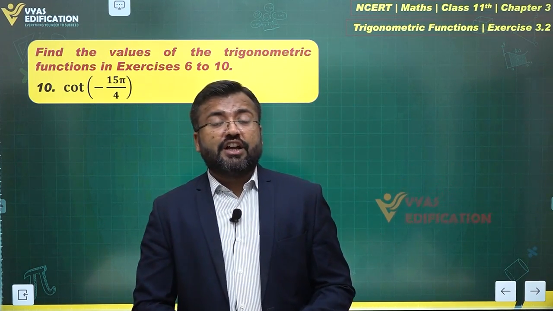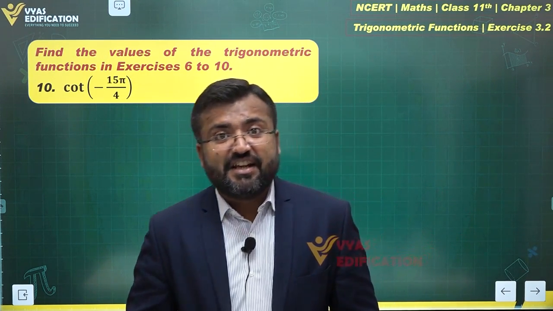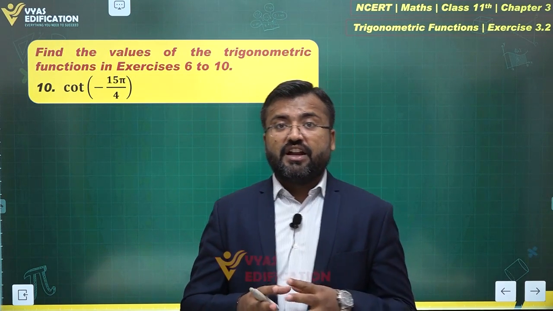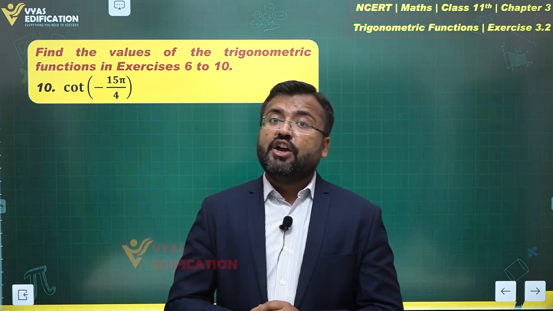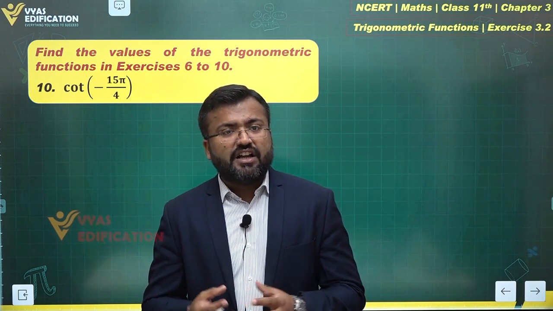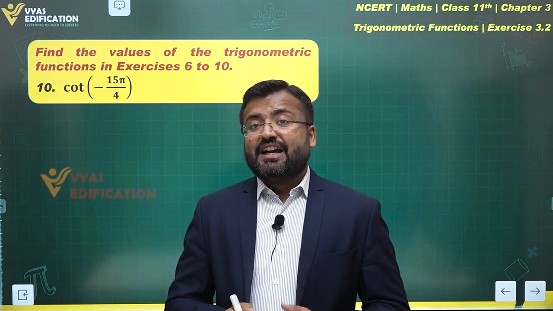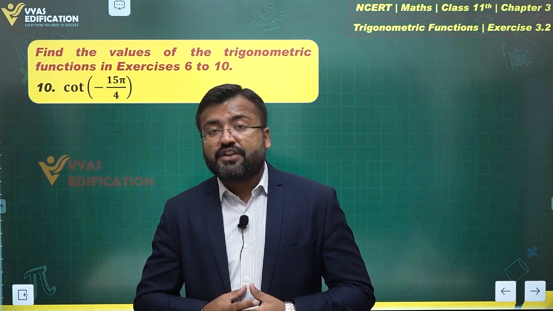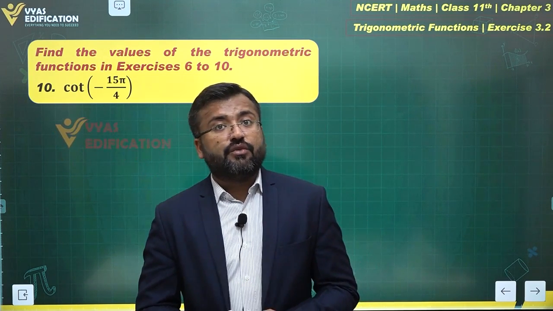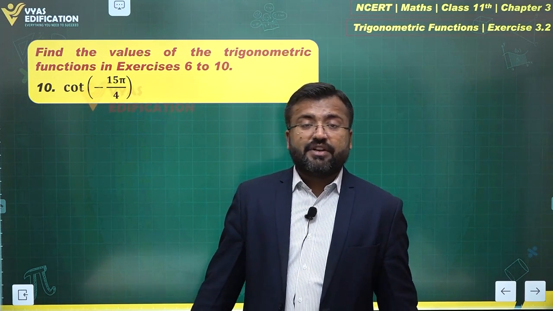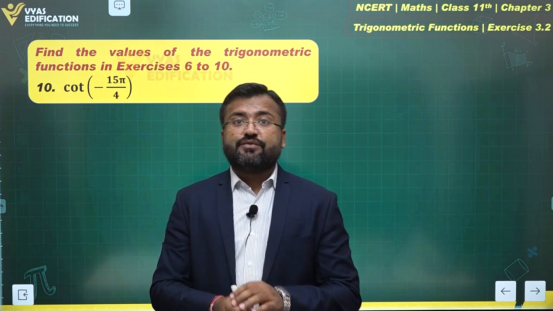And with this, we come to the conclusion of this exercise, exercise 3.2 of trigonometric functions, wherein we have learned interconversion between two trigonometric ratios, and we've also learned how to find the values of trigonometric functions for some allied angles. That's what we have learned over here. We've seen some ideas, some tricks based on that. This is all for this video.